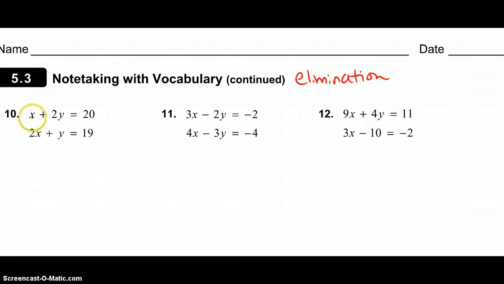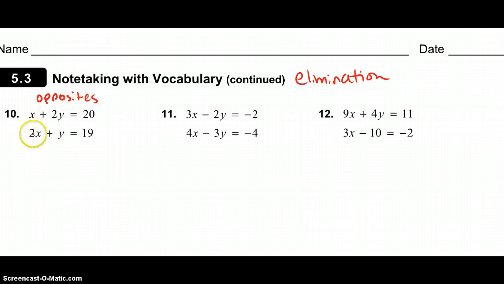And you'll notice in problem number 10, the x's are lined up and the y's are lined up. And in the previous video, we talked about adding the x's together and adding the y's together and adding the constant numbers together. The problem is here, if I try to do that, I get 3x and 3y, and neither of them will eliminate. So what I need to do is to try to get opposite numbers.